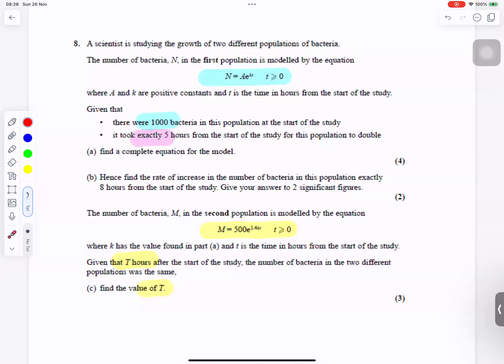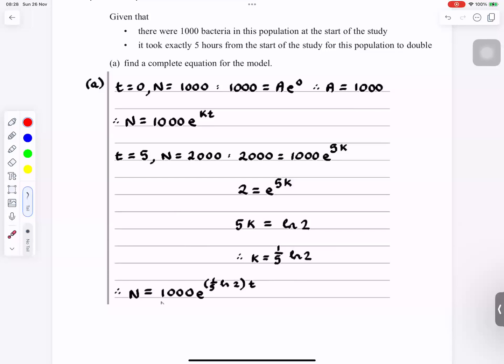Question number 8. They want us to find a complete equation for the model. We put time equal to 0 at the start. When it's at the start, the time is 0 and n is 1000. So you put 0 for t, and then you get a to be 1000. And when the time is 5, n would be 2000 equals 1000 e to the 5k, and you solve that, you will get k to be 1/5 ln 2.